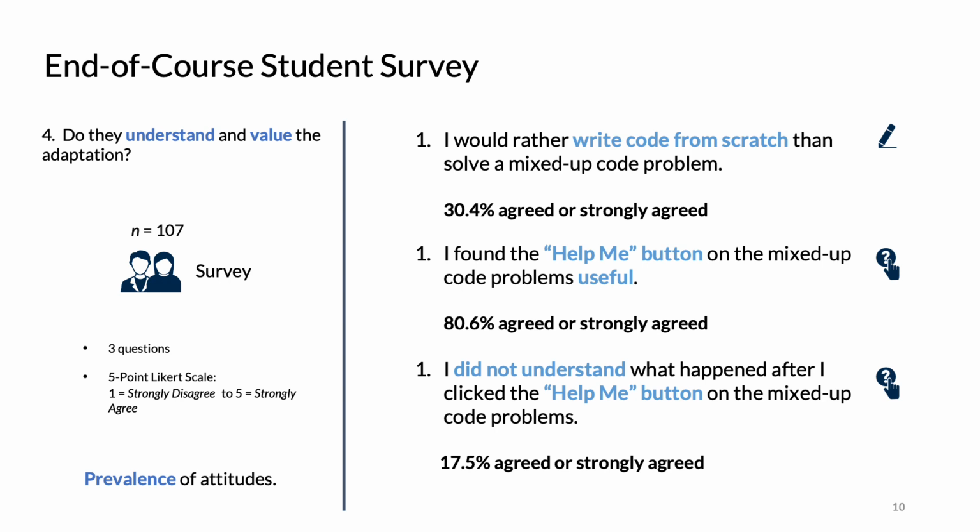Finally, we conducted an end-of-course survey to determine the prevalence of students' attitudes. While some students in the think-aloud study reported hating Parsons problems and preferred to write code from scratch, we found only 30.4% of students would rather write code from scratch. Most students, 80.6%, reported finding the adaptation triggered by the Help Me button useful. However, 17.5% reported not understanding what happened during the adaptation process, which means it can be improved.